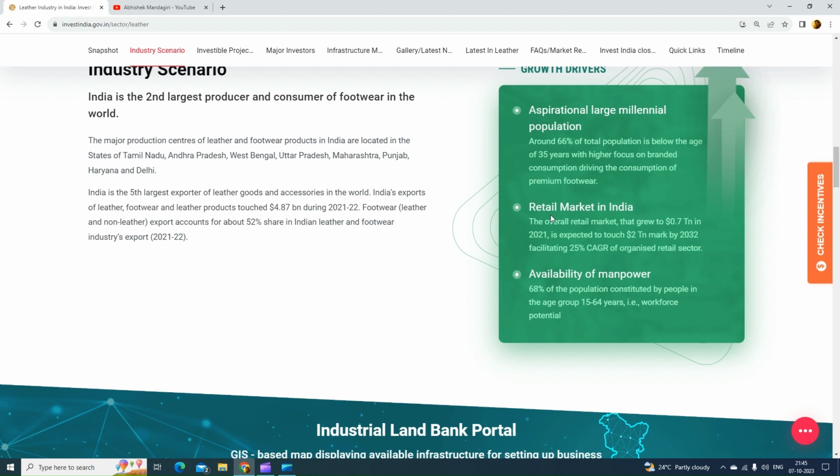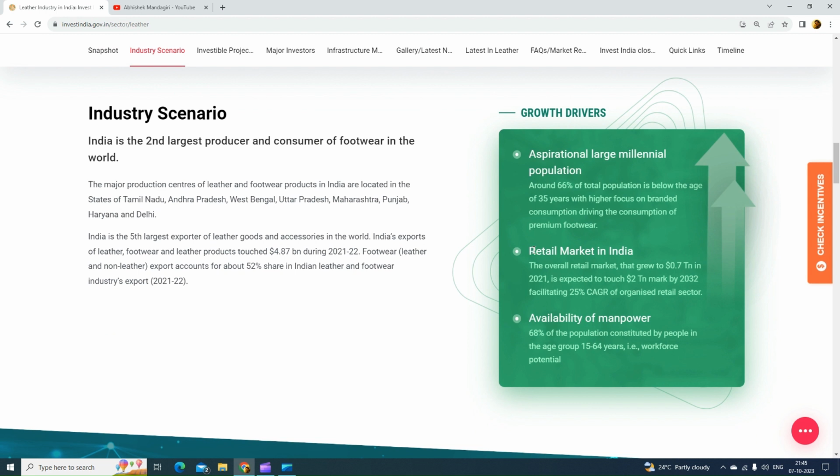So what is the capacity at which this market can be grown in India? You can see over here under the growth drivers, the retail market in India. The overall retail market that grew to $0.7 trillion in 2021 is expected to touch the $2 trillion mark by 2032, facilitating 25% CAGR of the organized retail sector. So this report actually says that a CAGR of 25% is seen in the retail sector of footwear. So whatever footwear retail shops or retail outlets are there in the country, we can expect them to be growing at 25% CAGR.